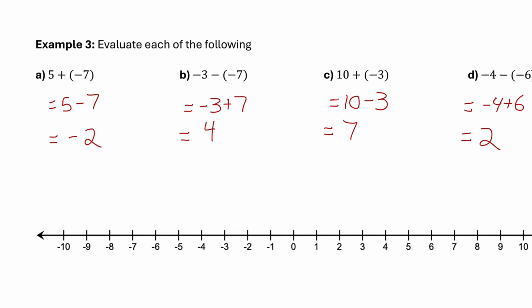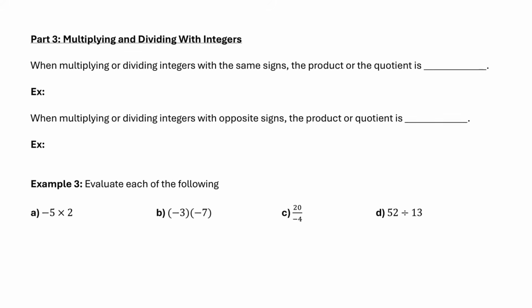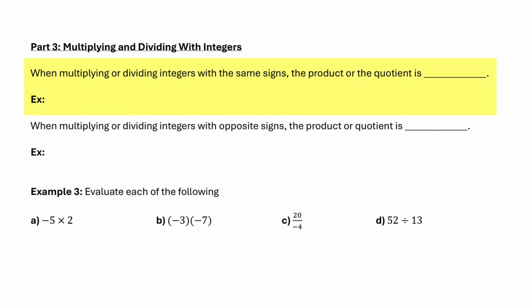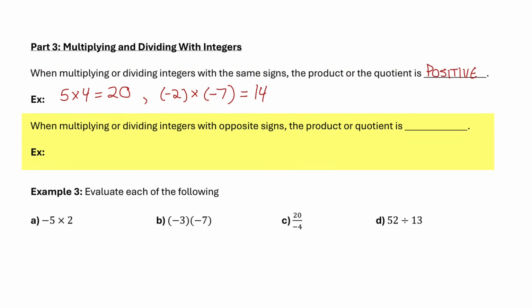So now that you know how to add and subtract integers, let's move on to the last part of this lesson where we multiply and divide integers. When multiplying or dividing integers that have the same sign, the product or the quotient is going to be positive. So for example, 5 times 4, those are both positive integers, so the answer is going to be positive. It's 20. And also, if we had two negative integers multiplied by each other, so for example, -2 times -7, because it's two negatives, since they're the same sign integers, the answer is going to be positive. It's positive 14.